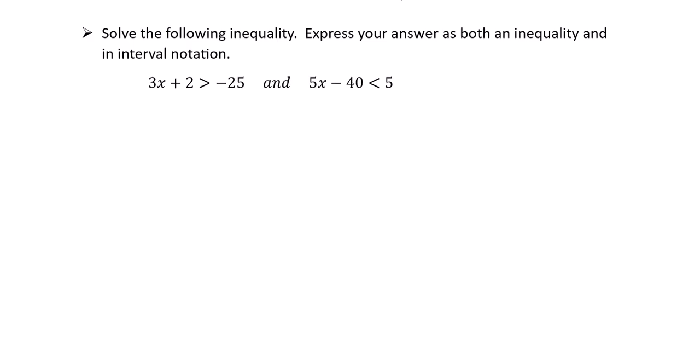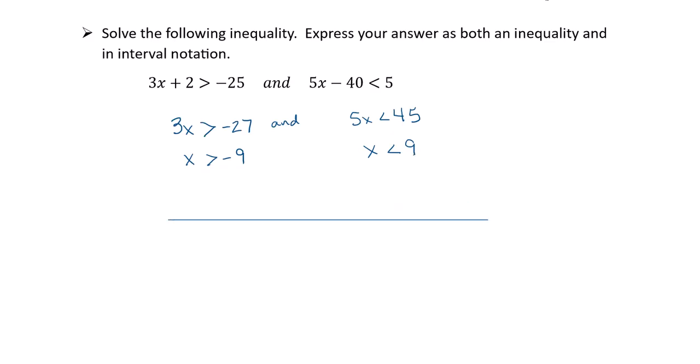Solve the following inequality. Express your answer as both an inequality and in interval notation. Here, 3x plus 2 is greater than -25. Well, let's go ahead. Subtract 2 from both sides. Then we'll divide by 3. I get x is greater than -9. And I'm going to add 40 to both sides. And I divide by 5. This gives me x is less than 9.